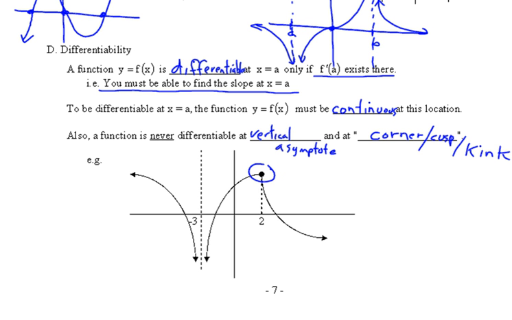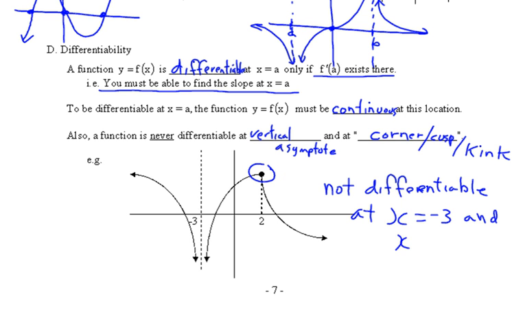Okay, so where is this function differentiable and where is it not? Okay, so this one is not differentiable at x equals -3 and x equals +2. So there are two problems here. We have asymptotal behavior at -3, and we have a cusp at +2.